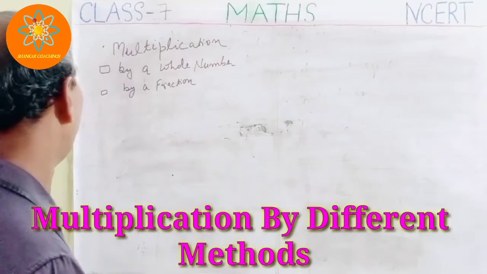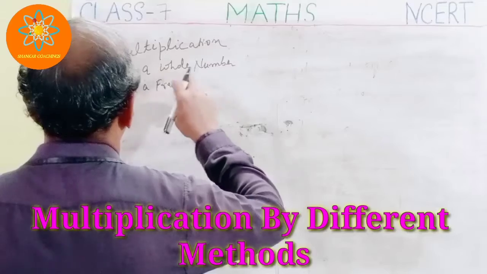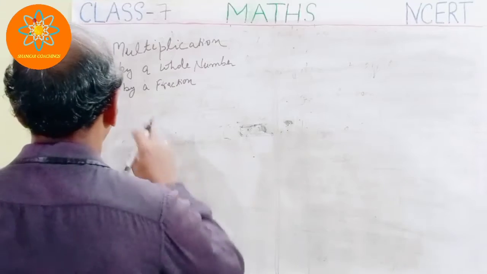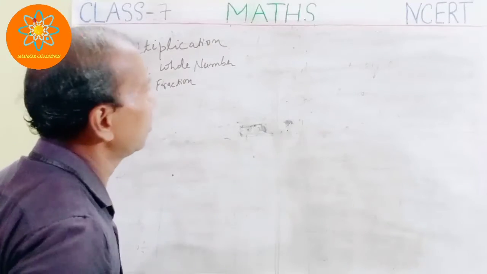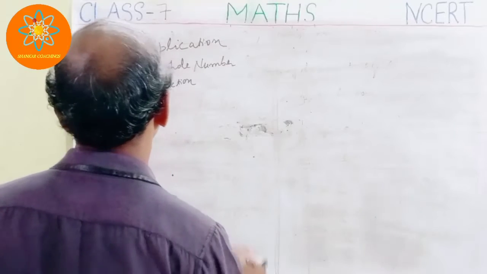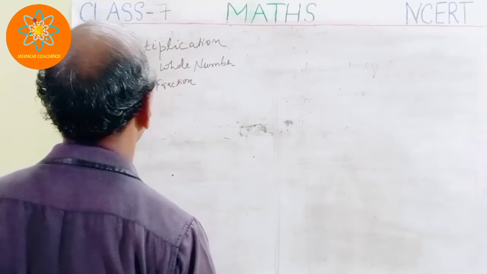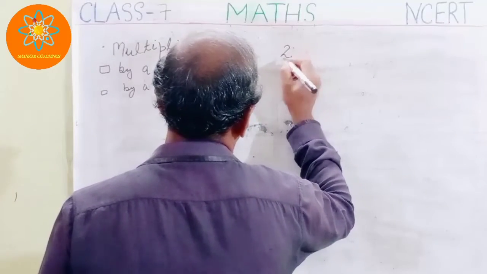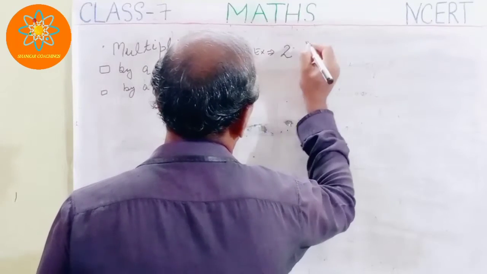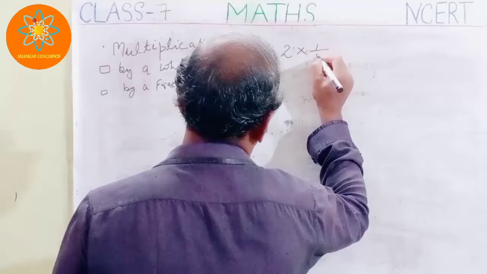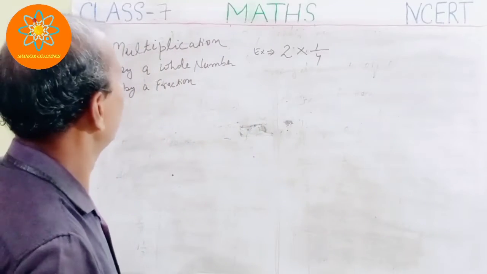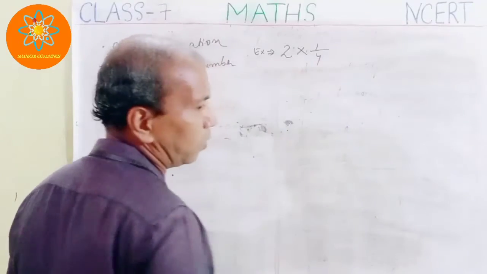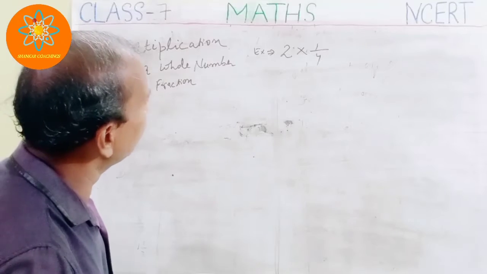Now, multiplication. In multiplication, we will see the multiplication of a fraction by a whole number, and the second case is the multiplication of a fraction by a fraction. Let's suppose I am taking the multiplication by a whole number. Let's suppose I want to find the value of 2 multiplied by 1 by 4. This is the fraction, and 2 is the whole number.